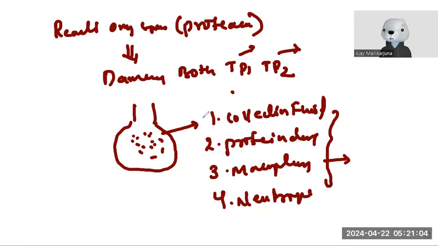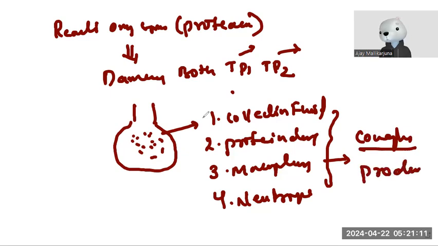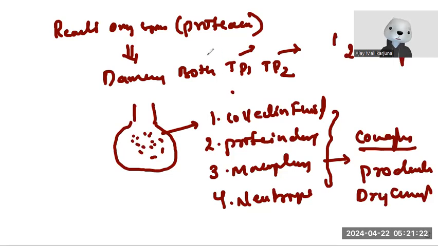And the patient may get one symptom called cough, productive cough. In COVID, you will see the second symptom, number 2, a dry cough. Due to the presence of all these reactive oxygen species, proteases, fluid collection, protein deposition, macrophages, and neutrophils, you will see the symptom called cough.